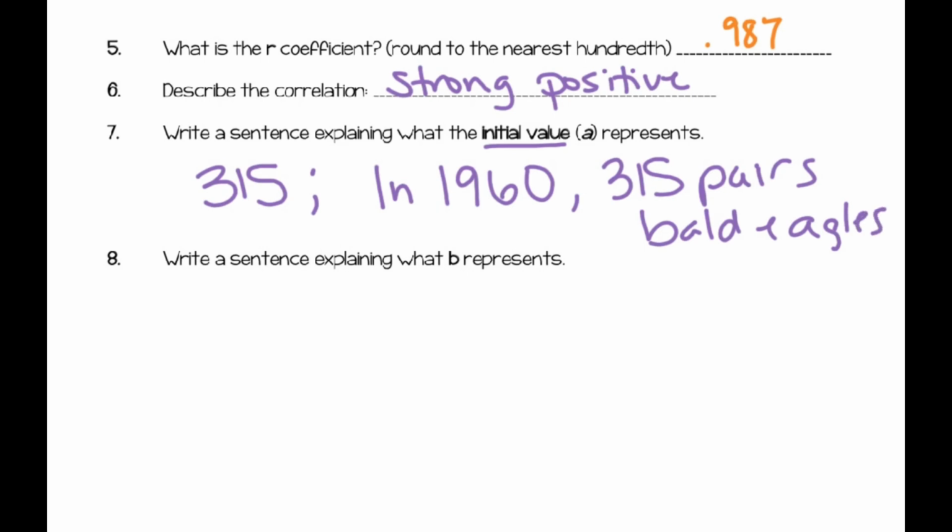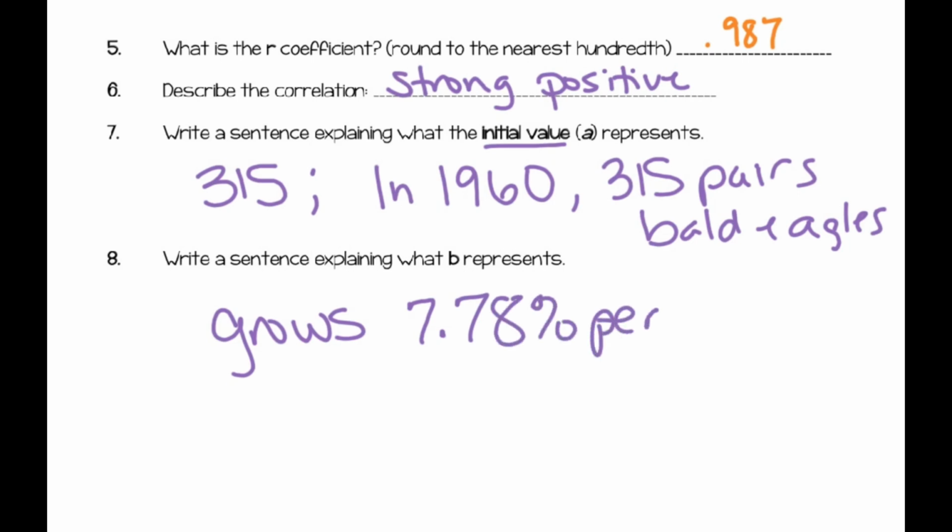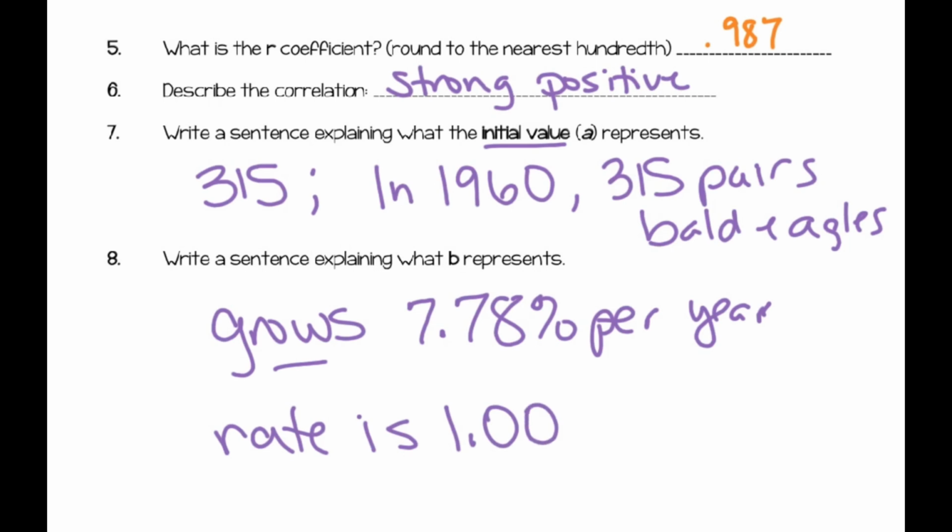And then write a sentence, explain what B represents. So the growth, it grew, or it grows, at 7.78% per year. And so remember, it's not 1.07, that's the rate, but the amount that it grows. So you could also say the rate is 0.078 per year. I think I got too many 7s in there.